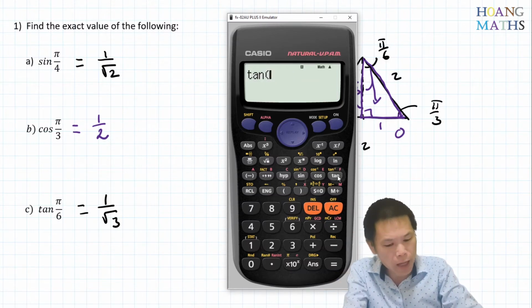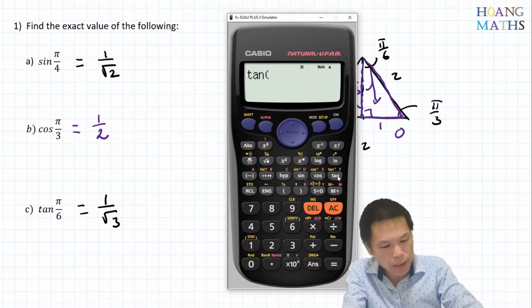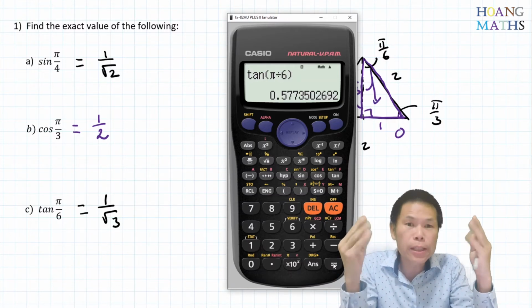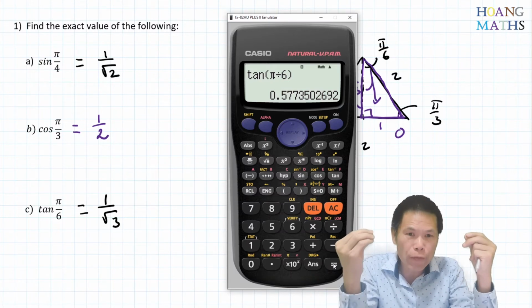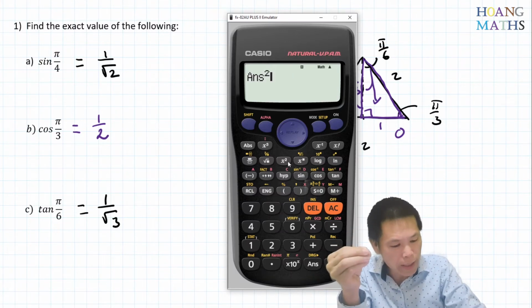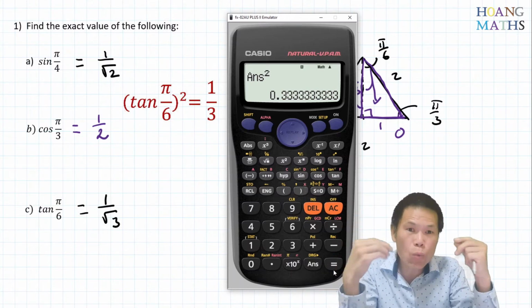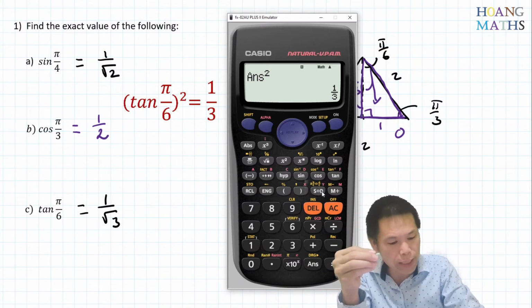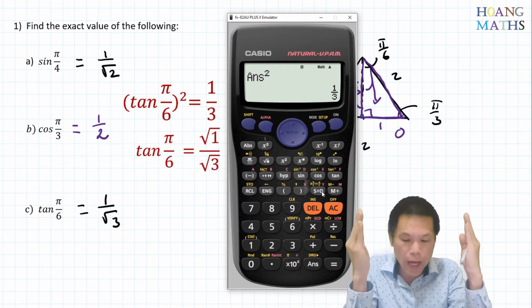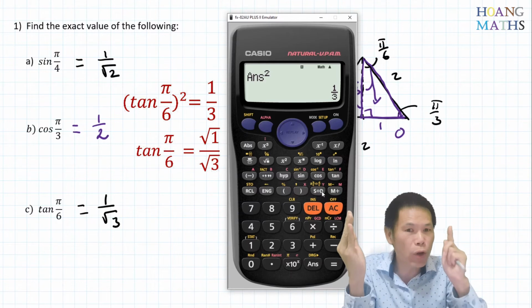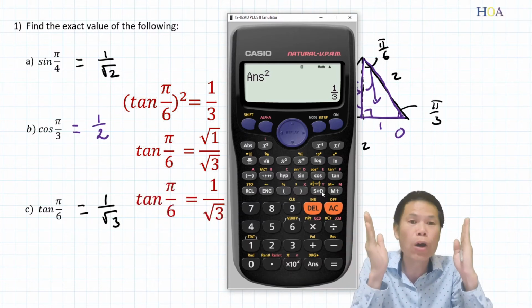So let's say tan of pi over 6. So pi divided by 6, or pi over 6. Okay. So this is an irrational number. So therefore what I need to do, I square it. It should give me a rational number. See. There you go. This is 1/3. So if you press the S to D button, this is 1/3. So tan of pi over 6 is square root of 1 over square root of 3. So square root 1 is 1. So the answer is 1 over square root 3.